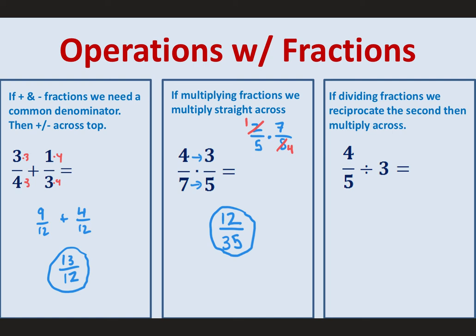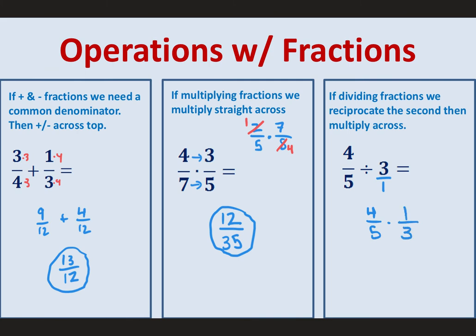In this last example over here, dividing fractions is very similar to multiplication, but there's one additional step. The first thing you're going to do, make sure anything that's not a fraction gets rewritten as a fraction. And then for division, your first step is to reciprocate or flip the second term. You're going to take the top and put it on the bottom, and the bottom you're going to put on top, and then rewrite it as multiplication. So you're going to rewrite 4 fifths and multiply it by 1/3.